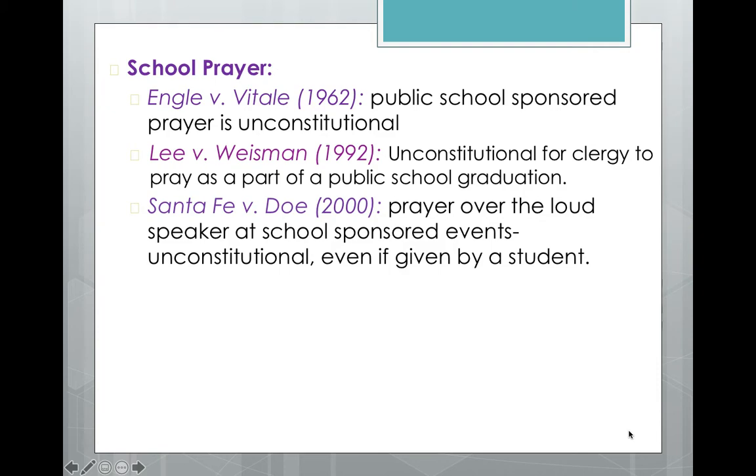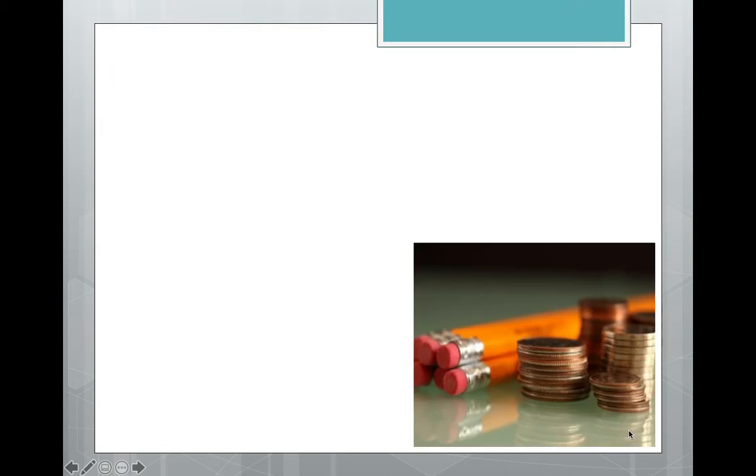Santa Fe, this is not Santa Fe private school in San Diego. This is in New Mexico, versus Doe. Prayer over the loudspeaker at school-sponsored events is unconstitutional, even if given by a student. So a student is not allowed to pray over the loudspeaker either under that court ruling.